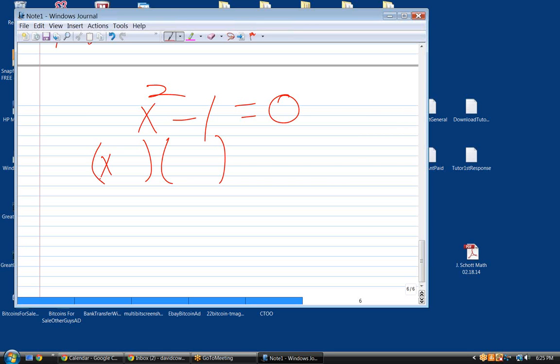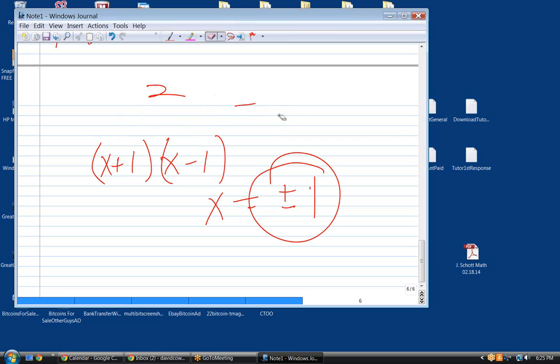X minus 1, and then x plus 1. Right, that's the difference of perfect squares. Even though it's a 1, 1 is a perfect square. Okay. So it's x plus 1, x minus 1, which gives you both solutions, x equal plus or minus 1. And if I would have solved it by taking the square root of both sides, I still would have gotten it after moving the 1 to the other side.